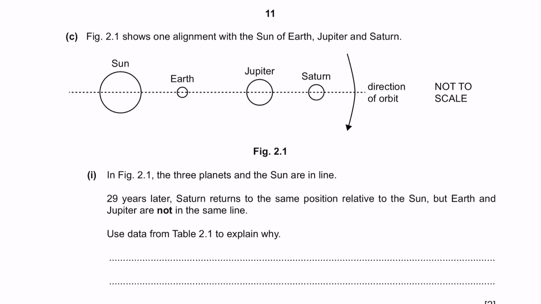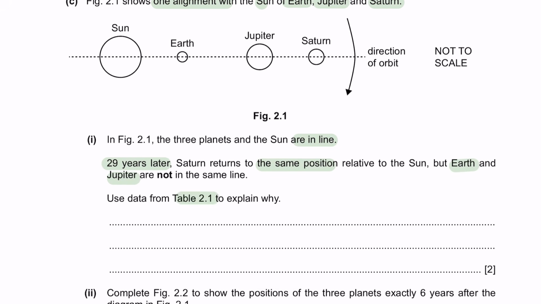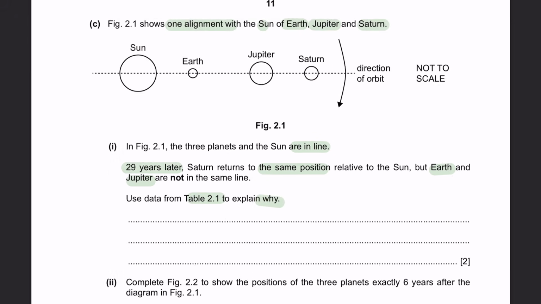Question C. Figure 2.1 shows one alignment with the Sun of Earth, Jupiter, and Saturn. Part 1. In Figure 2.1, the three planets and the Sun are in line. 29 years later, Saturn returns to the same position relative to the Sun, but Earth and Jupiter are not in the same line. Use the data from Table 2.1 to explain why.